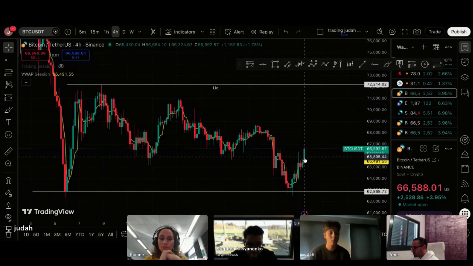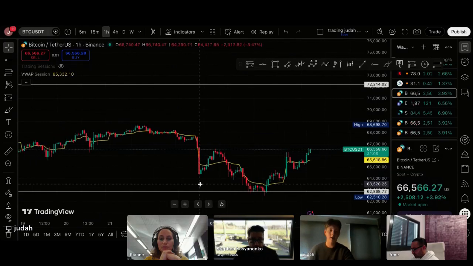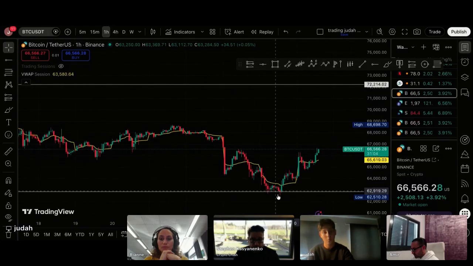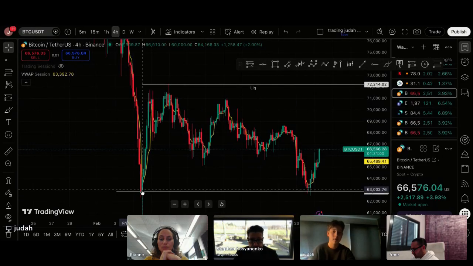But first, of course, I want to see some market structure shift, and I'm actually seeing it on the 1 hour. This high is taken out already. So on the 1 hour, we changed market structure, we hit the bottom of the range. So the most probable thing that's going to happen is, when you hit the bottom of the range, you're going to go to the top of the range.